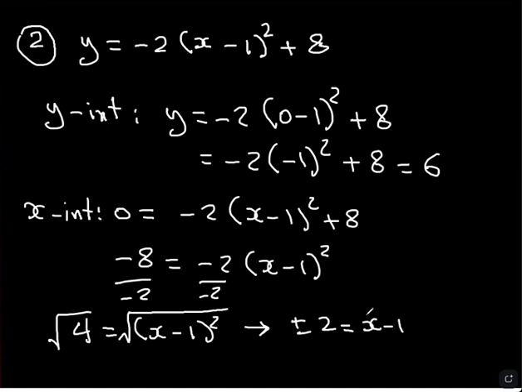Now I'm just going to move the -1 to this side. So we get 1 plus or minus 2 equals x. And therefore, x equals 1 plus 2 is 3, and 1 minus 2 is -1. So the answers are -1 and 3, and these are the x-intercepts for these equations.